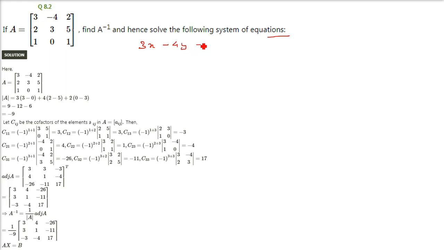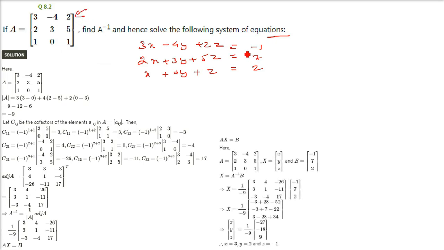So I'm making the equation. It is basically 3x minus 4y plus 2z, and 2x plus 3y plus 5z, x plus 0y, you can leave 0, plus z, and this is equal to, what is the constant value? I'll just write it here. It is negative 1, 7 and 2. So what you have to do is, I hope you will be able to find the inverse, and multiply this inverse with this negative 1, 7, 2, which is B, and you will get x, y and z.